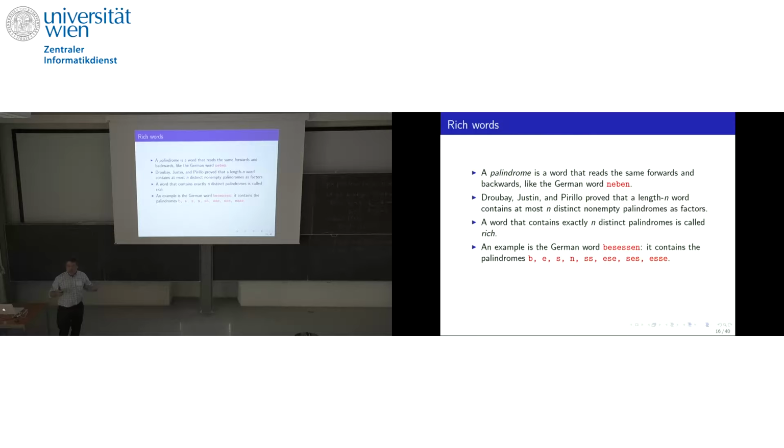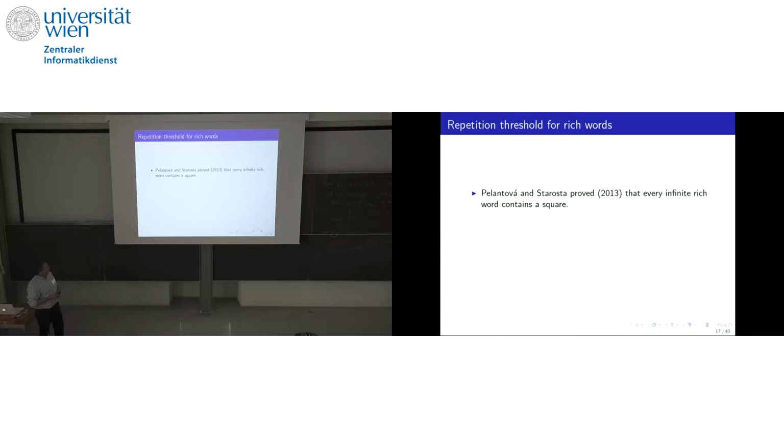Usually that got more laughs in the past. So look at the palindromes. It has the palindromes B, E, S, and N. Those are sort of the trivial palindromes. Then SS, ESE, SES, and ESSE. So it has 9 palindromes. So it's rich. Rich words have been studied extensively, and there are some experts in the room on this topic. But at least to me, they're still a bit mysterious. And I'll talk at the very end about an open problem on rich words.